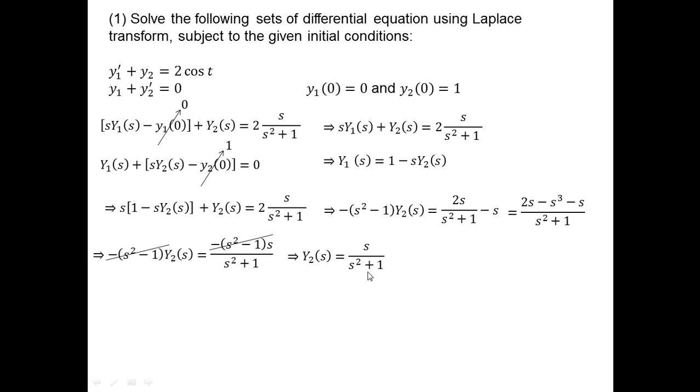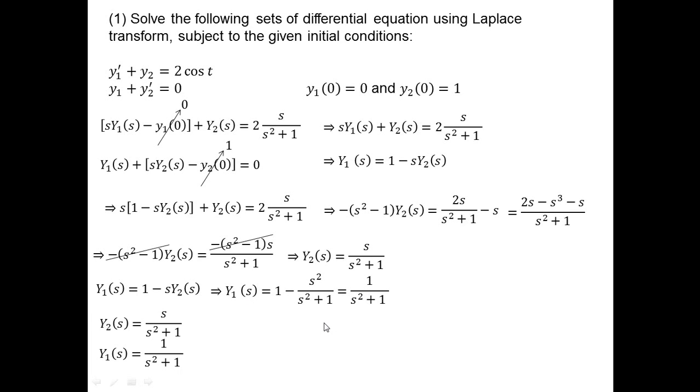Since we are interested to find the time response of Y1(s) as well, I just substitute the value of Y2(s) in the relation given here. By substituting Y2(s) in this relation, I will find the value for Y1(s). So the value for Y1(s) will be equal to 1 over s squared plus 1. So I have the functions Y2(s) and Y1(s).